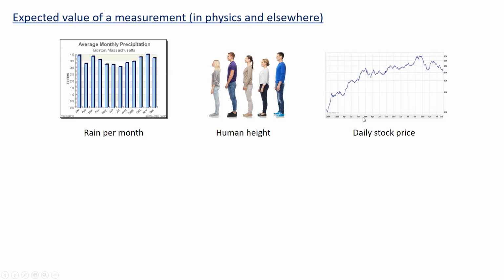Or stock prices, if you're into finance or you like to play the stock market, stock prices fluctuate from day to day and month to month. In this case, I guess this would be month to month. But we can take an average over intervals of time. So the average over this interval of time would be less than an average over this interval, and so forth. So we have this notion of an expected or average value of a measurement.